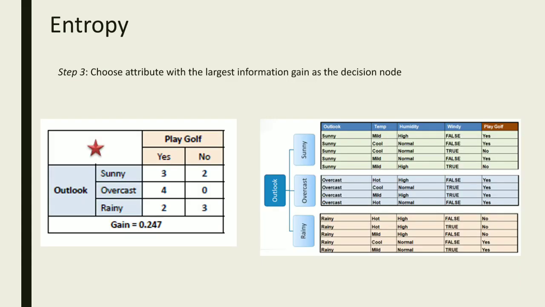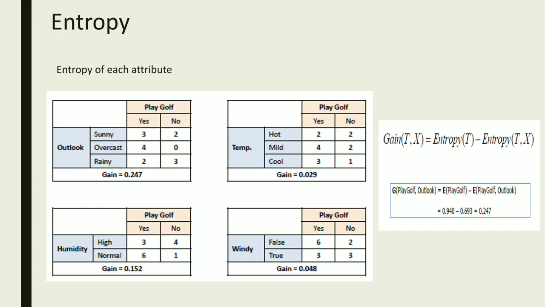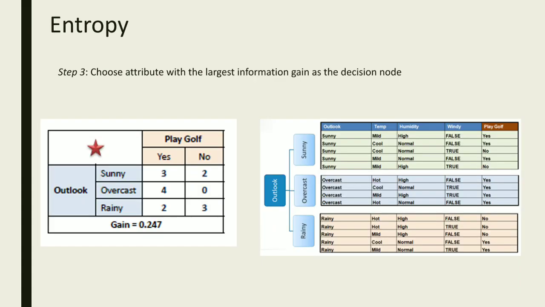Then we are choosing the attribute which has the largest information gain as the decision node. In this case, we find that outlook has the maximum gain, that is 0.247. Now we are considering outlook as the parent node. So now we will have a decision tree whose first node will be outlook.